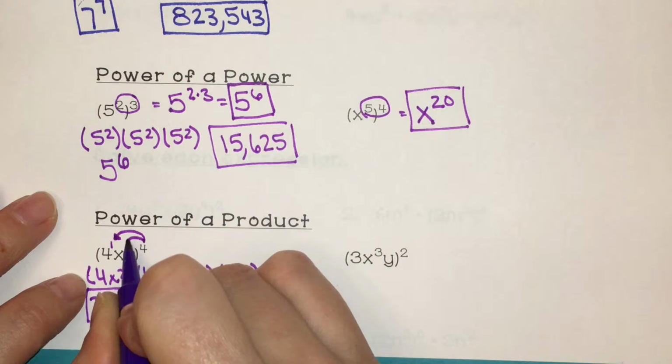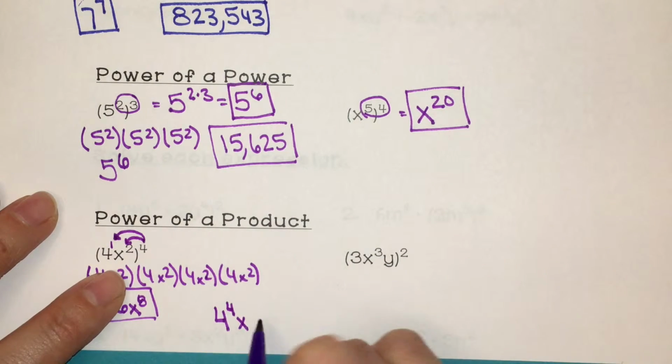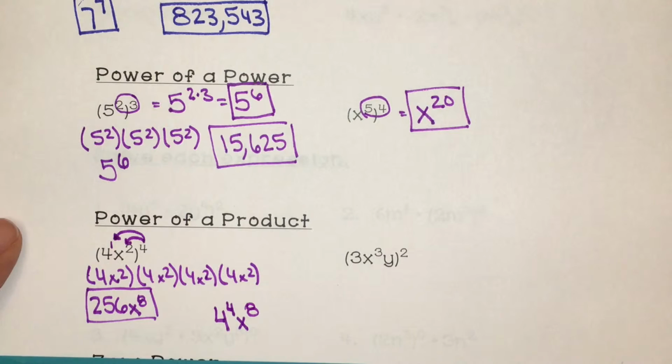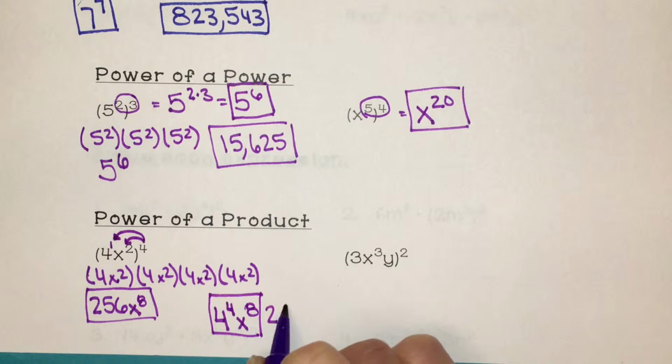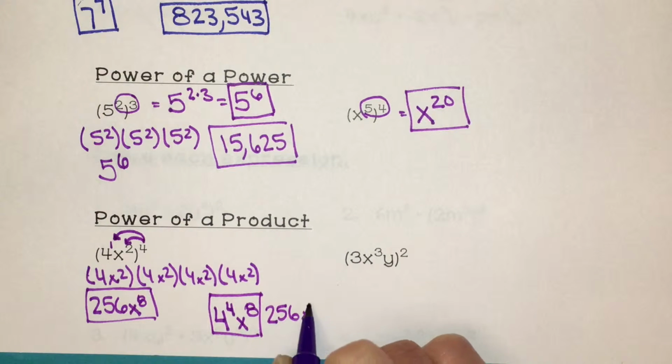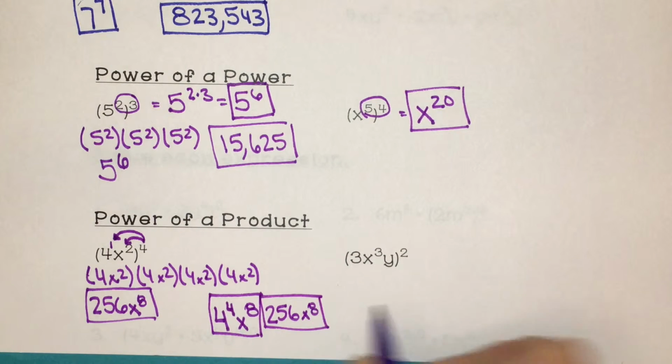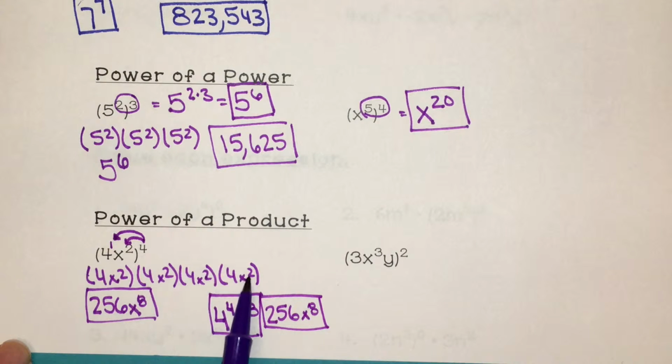X to the power of 4 times 2 is 8. And again, we can multiply that out. 4 to the power of 4, I'm going to box that, is 256. X to the power of 8. So a lot more simple than multiplying it out like this, but if you need to do that, go ahead and do that.